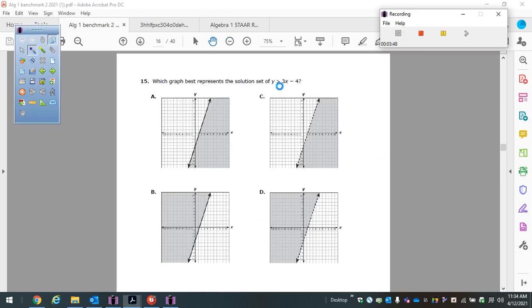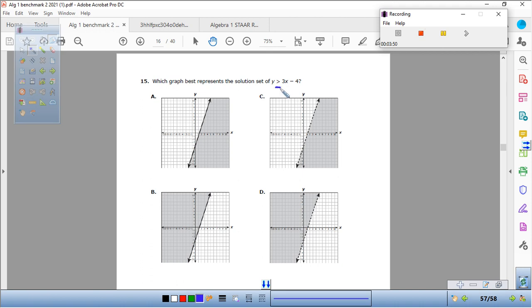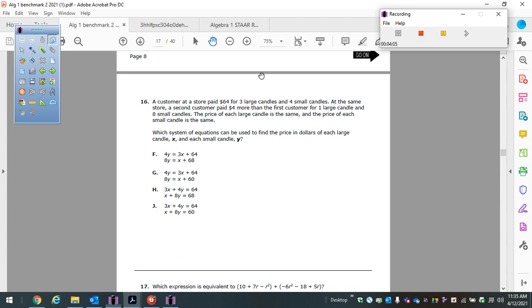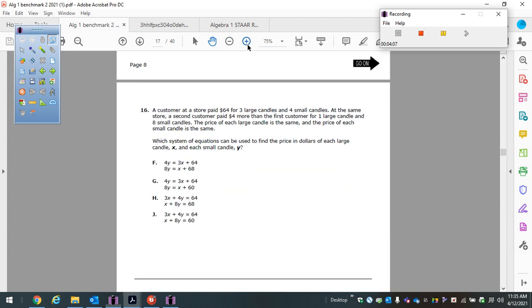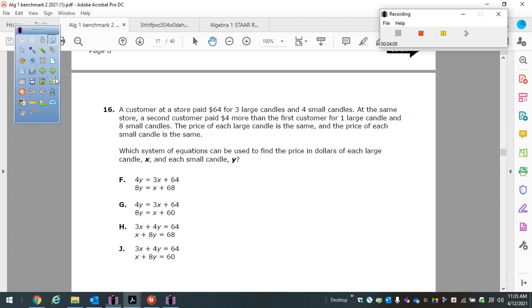So I'm going to tell you this. These are super easy. This one is right here. No, it's dotted. Out. Out. Shaded above. This is just a reading question, guys. Super easy.